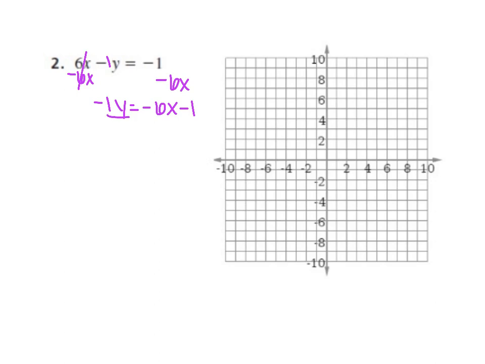Then if I divide everything by negative 1 to get y by itself, I get that y is 6x plus 1.